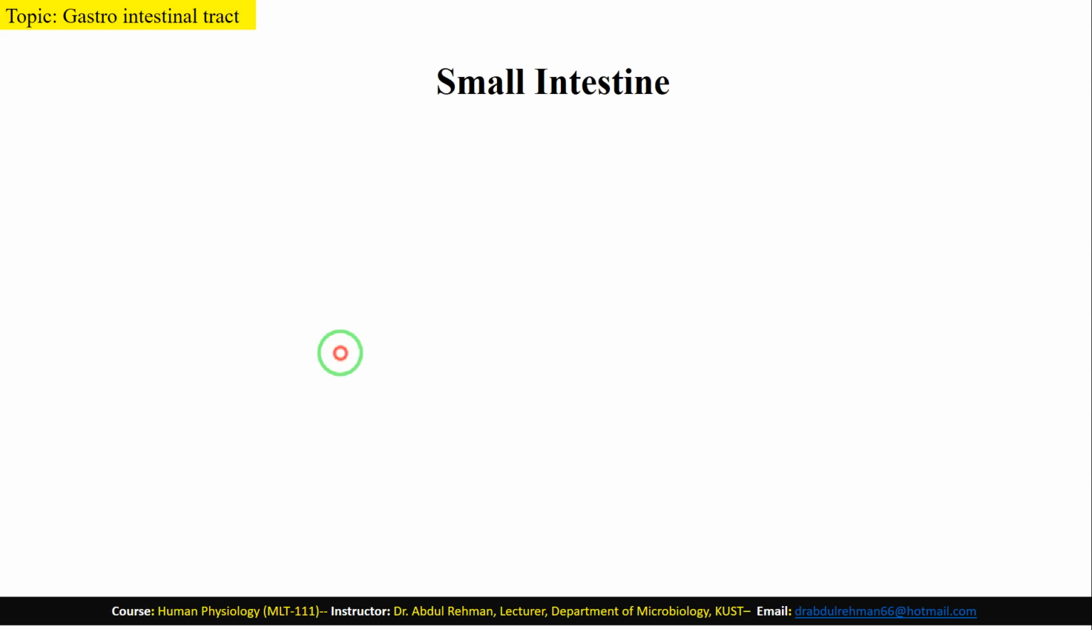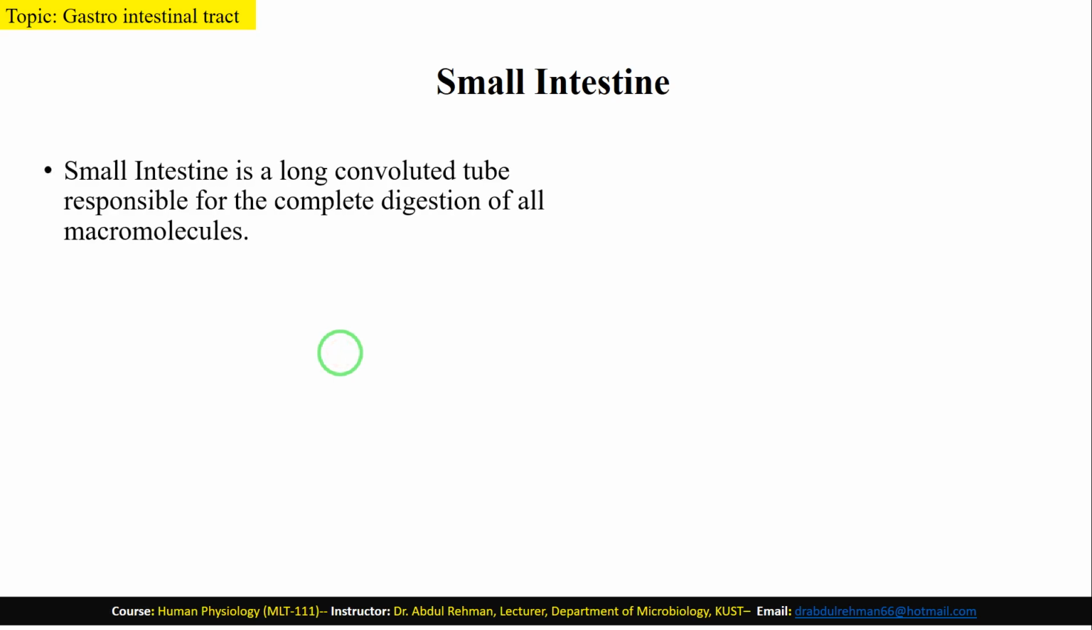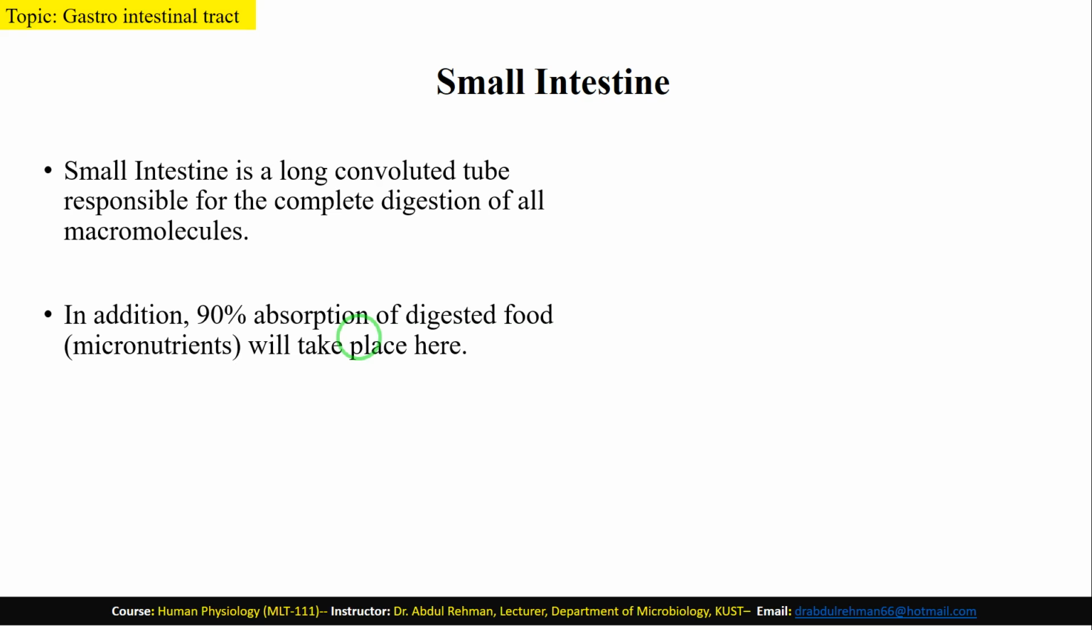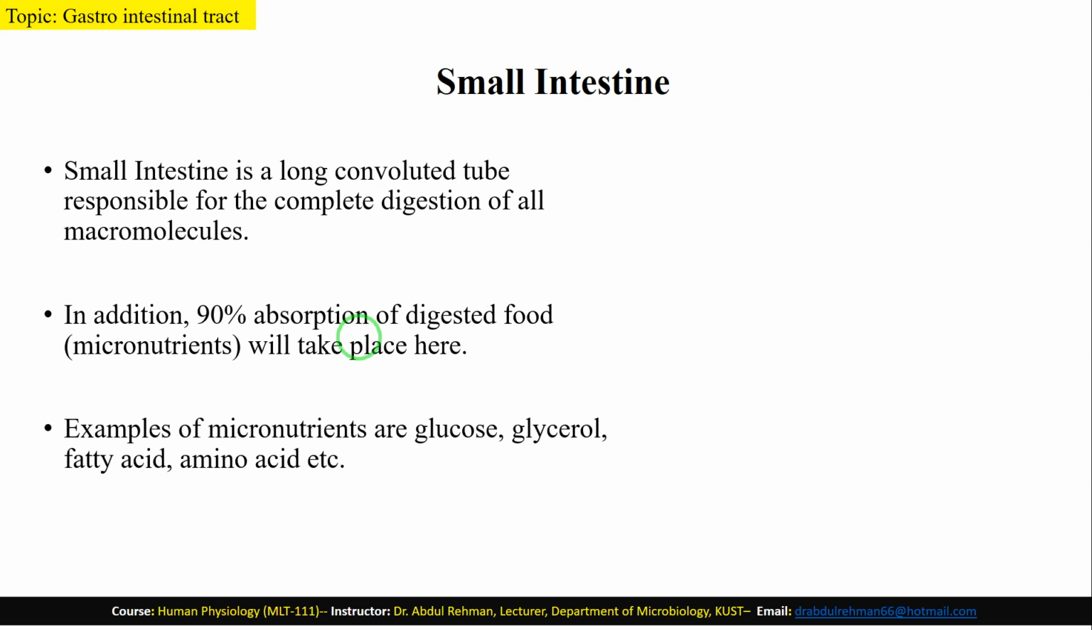Small intestine. It is a convoluted tube that connects the stomach with the large intestine, and it is responsible for complete digestion of macromolecules. Why is it responsible for complete digestion of macromolecules? Because different accessory organs release enzymes in this part of the GIT. After digestion, the small intestine also ensures the absorption of micronutrients in the form of glucose, glycerol, fatty acids, and amino acids. About 90% of the absorption process takes place here in this portion of the GIT.